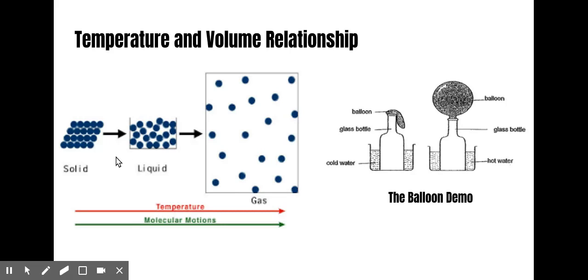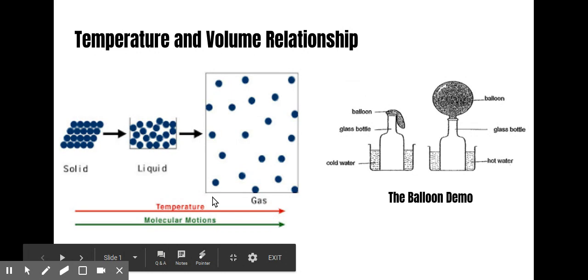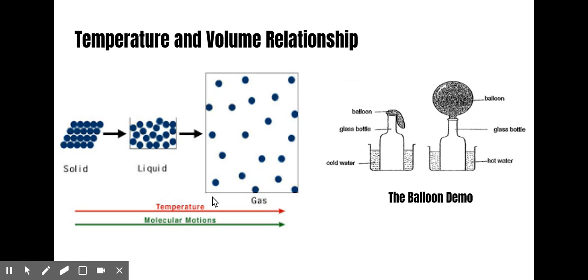So the amount of matter that we have is the same. It's just the space it takes up. When we increase the temperature, as we go from a solid to a liquid to a gas, it creates more space. It takes up more space, so the volume actually increases.